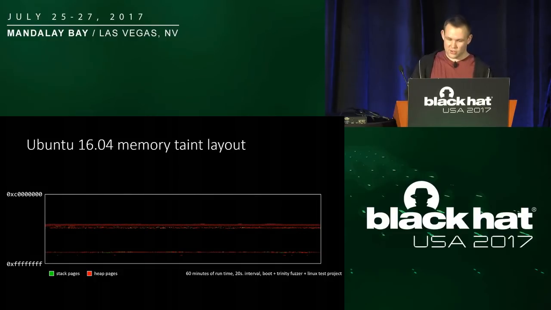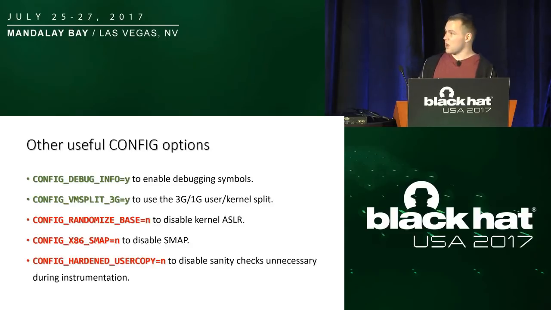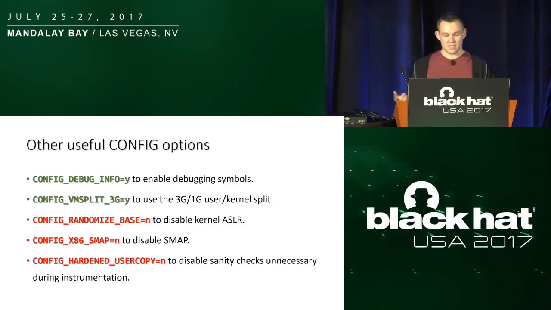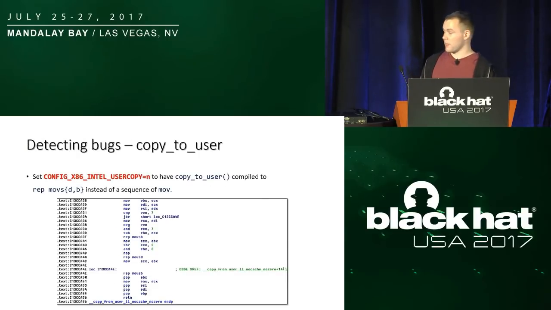We have this visualization of the Ubuntu memory layout, which I'm going to skip right now. We have a few other config options that we also have to set in order to enable debugging symbols, use the right kernel/user address mode split, and disable some of the mechanisms that we don't want to use in the emulation. Then we also have to set another config option to make sure that copy_to_user, which is used to copy memory back from kernel mode to user mode, is also compiled into rep movsb and rep movsd instructions.